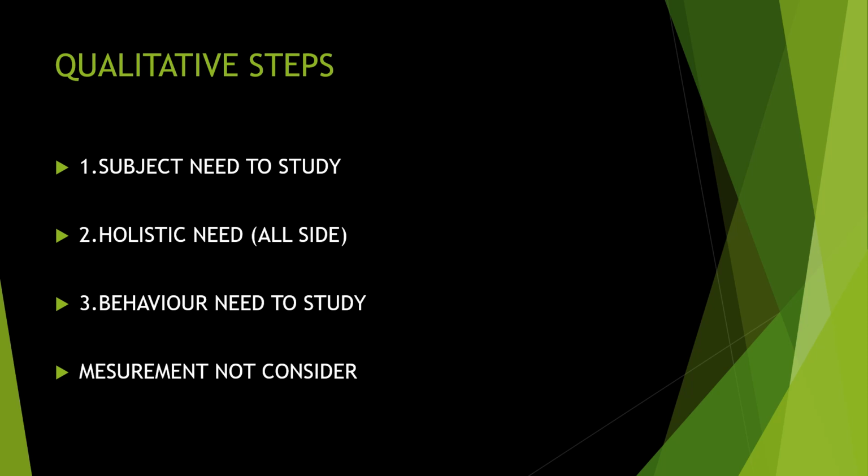Then holistic need. Holistic means you have to study all the sides, not one side. You have to study all the sides of that person. That is called holistic, an all-sided study. Then behavior needs to be studied. Behavior means the nature in which a person behaves. Okay, that is called behavior.